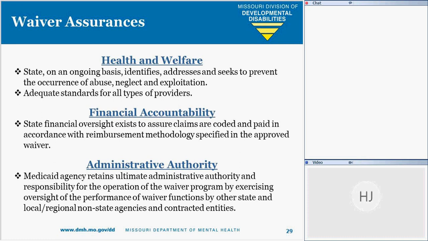For administrative authority, our single state Medicaid agency, again, that's the Department of Social Services, MO HealthNet Division, they have the ultimate authority and responsibility over the waiver. Then DD, we're the operating agency, and so we have HealthNet come in and review. They have oversight of our performance of all the waiver functions, and those functions include the Senate Bill boards that we talked about, and all the contracted entities.